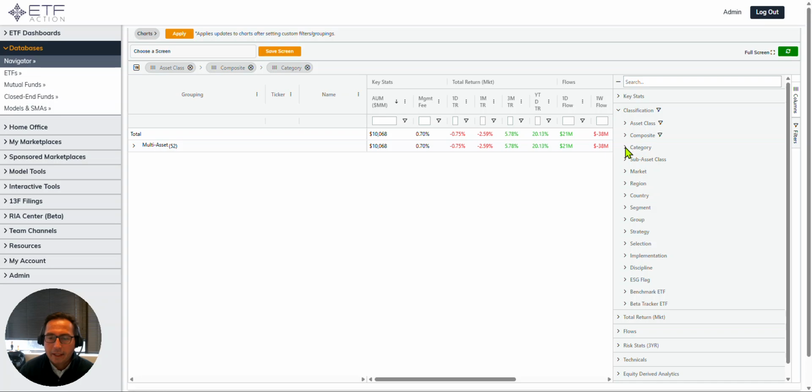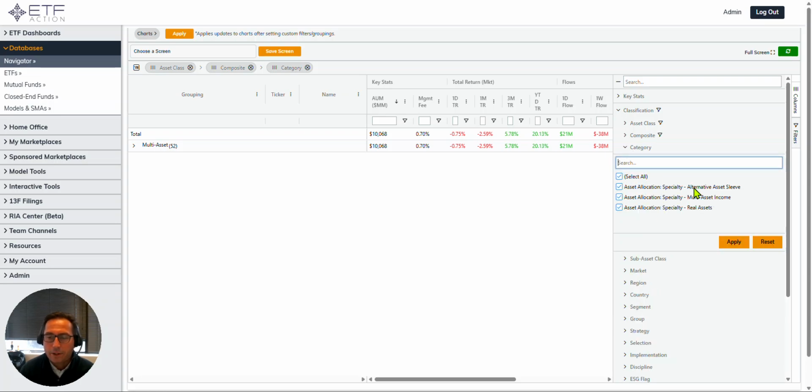And then within asset allocation specialty, there's three categories: alternative asset sleeve, which I won't get into today, multi-asset income, and real assets. Now, there is some overlap with these two, but the big difference is multi-asset income specifically targets an income as part of their overall structure, where with real assets, the real goal, and what we're going to focus on today, is all about capturing real assets. So less about income, more about the asset class itself. It can come with a nice income as a side effect, but the primary strategy is real assets.